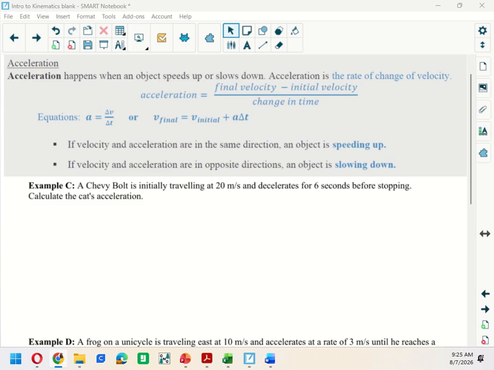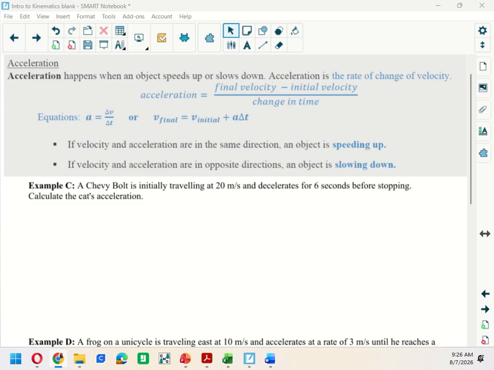Or I have V final, my final velocity, is equal to my V initial, my initial velocity, plus my acceleration times the change in time. Now, if velocity and acceleration are in the same direction, an object is speeding up.